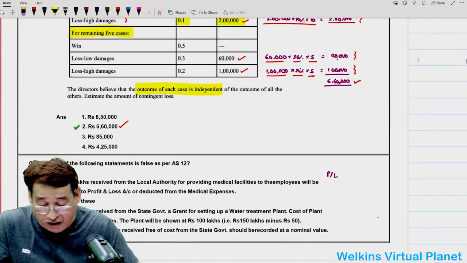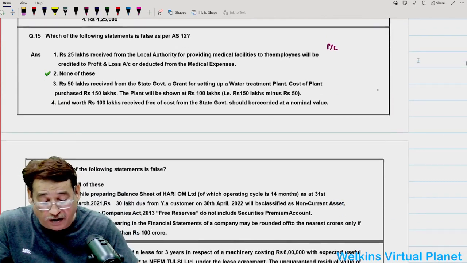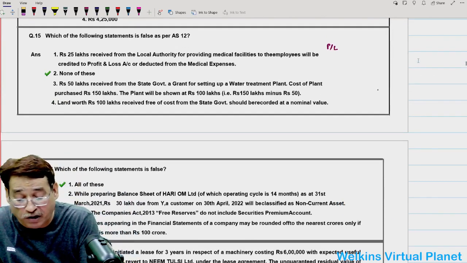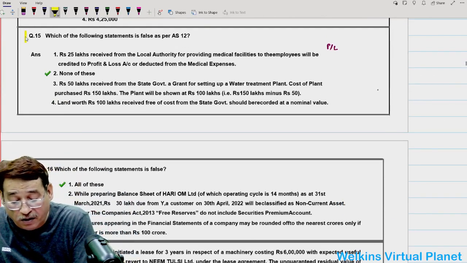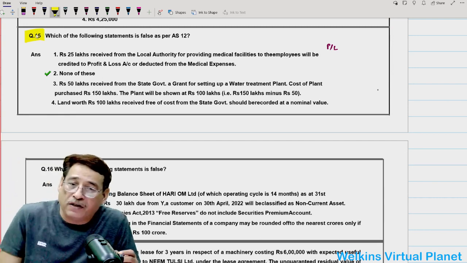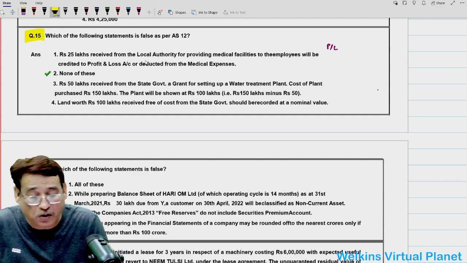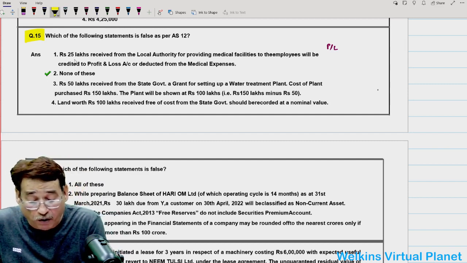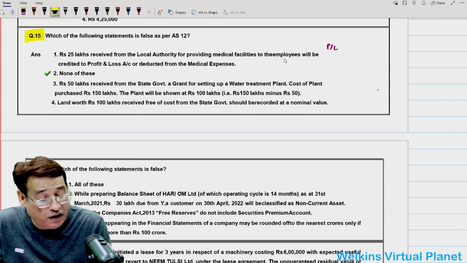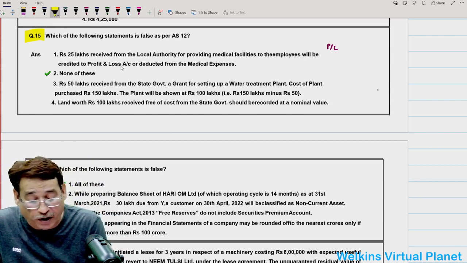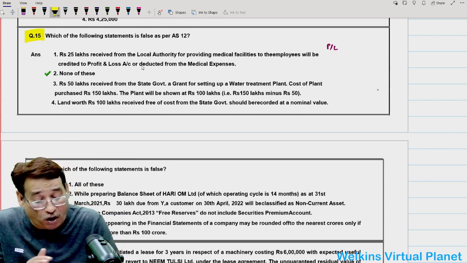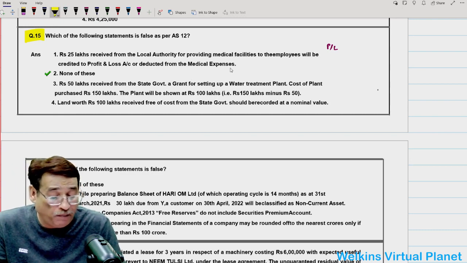Question number 15 is quite simple. If you have gone through AS 12, which deals with government grants, and I explained that chapter with lots of cases, you should be in a position to do this on your own. Rupees 25 lakh received from the local authority for providing medical facilities to the employees will be credited to profit or loss account or deducted from medical expenses.